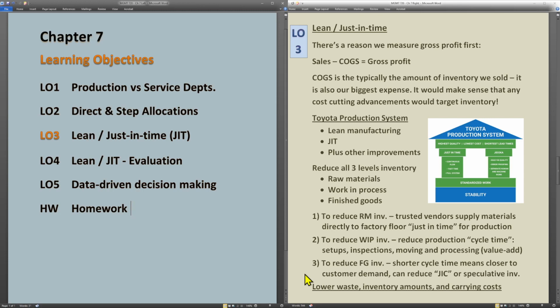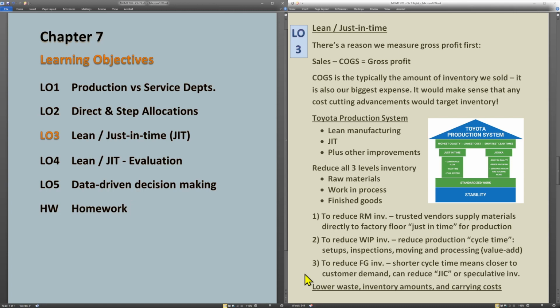We also used to call it, instead of just-in-time inventory, we called it just in case. Just in case I need some, I'll make a little extra. But a little extra a lot of times is not a good thing. So the whole idea of lean manufacturing and just in time is to lower the waste. One of the biggest wastes is extra, unneeded inventory and those carrying costs.